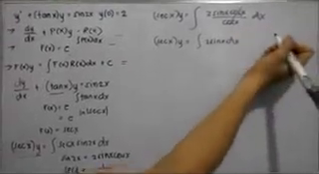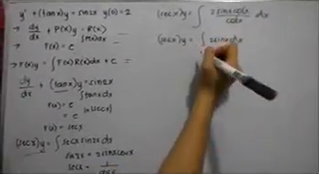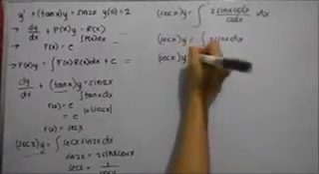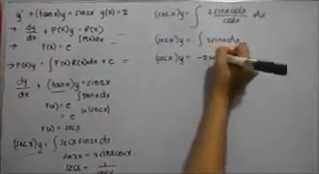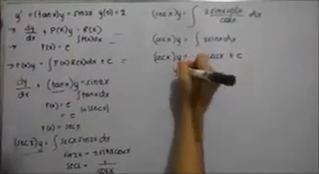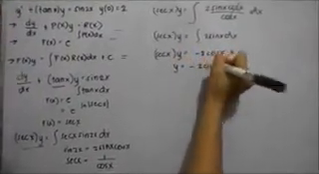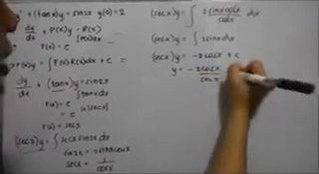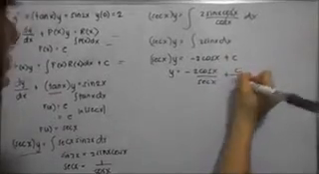So the integration of sine x is negative cosine x. So secant x times y is equal to negative 2 cosine x plus c. So y is equal to negative 2 cosine x over secant x plus c over secant x.